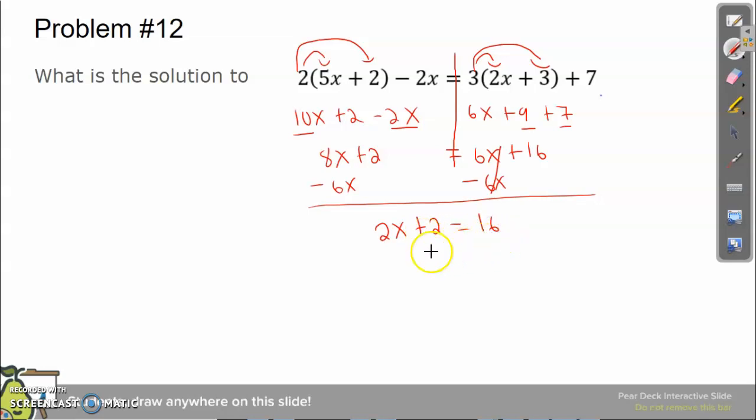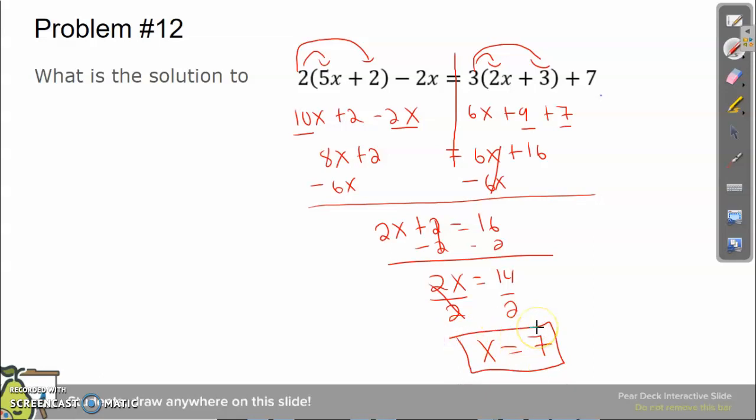Next move, you got to move the 2 to that side, so minus 2 cancels. 2x equals 14. 16 minus 2, 14. Sorry. You divide by 2. X equals 7. You're done. So you got to take it step by step on this one, guys. Make sure you look at the steps, copy them. You should be golden. Let's go ahead and continue.